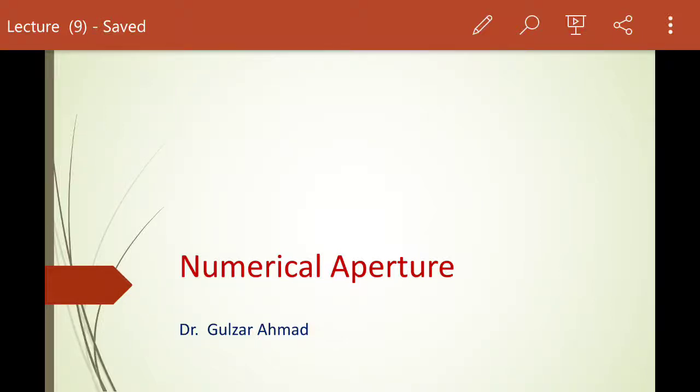We are going to discuss the numerical aperture today. We are going to derive the mathematical equation for the numerical aperture as well.